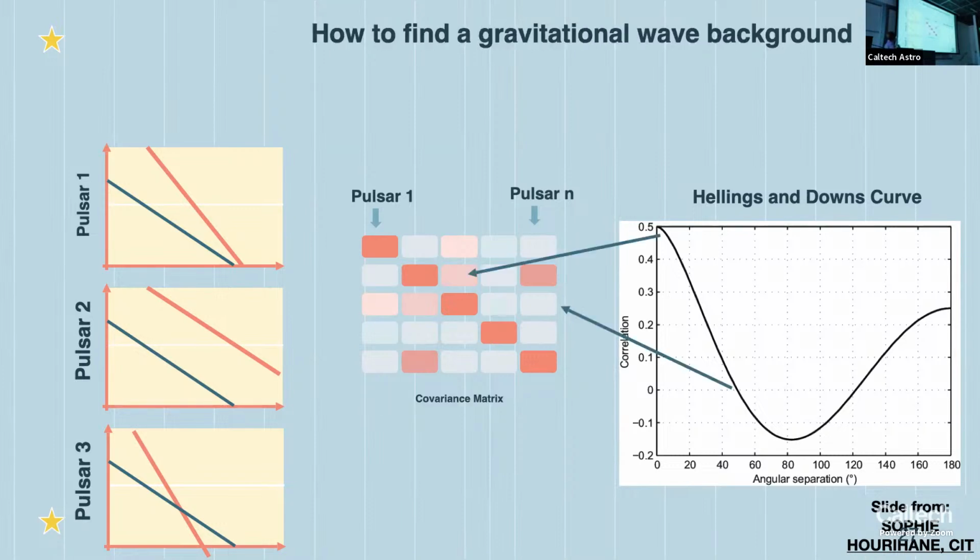If you think about, say, pulsar 2 and pulsar 3, if they're quite close on the sky, then their correlation coefficient here is going to be quite close, say 0.5 if they're in the same direction, but they're two different pulsars. And if you have two pulsars that are separated by roughly 50 degrees on the sky, then you're actually going to see no correlation at all.